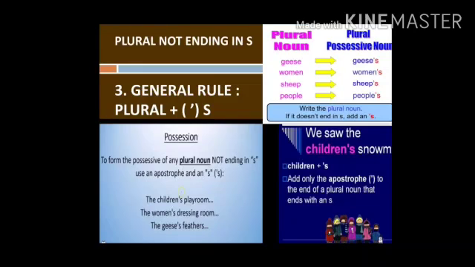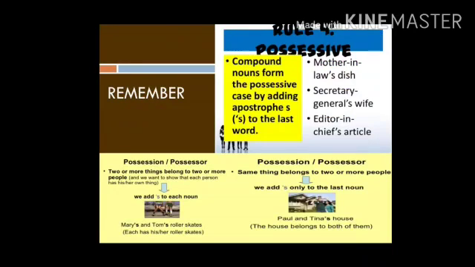Next rule is when we want to show the compound nouns form, like mother-in-law's dish. So here if we make it mothers-in-law, that means many mothers-in-law. So singular mother-in-law, it will be after the word law, or secretary general or editor-in-chief. So here when we want to use a compound noun form to show possession, we will put the apostrophe on the last word.